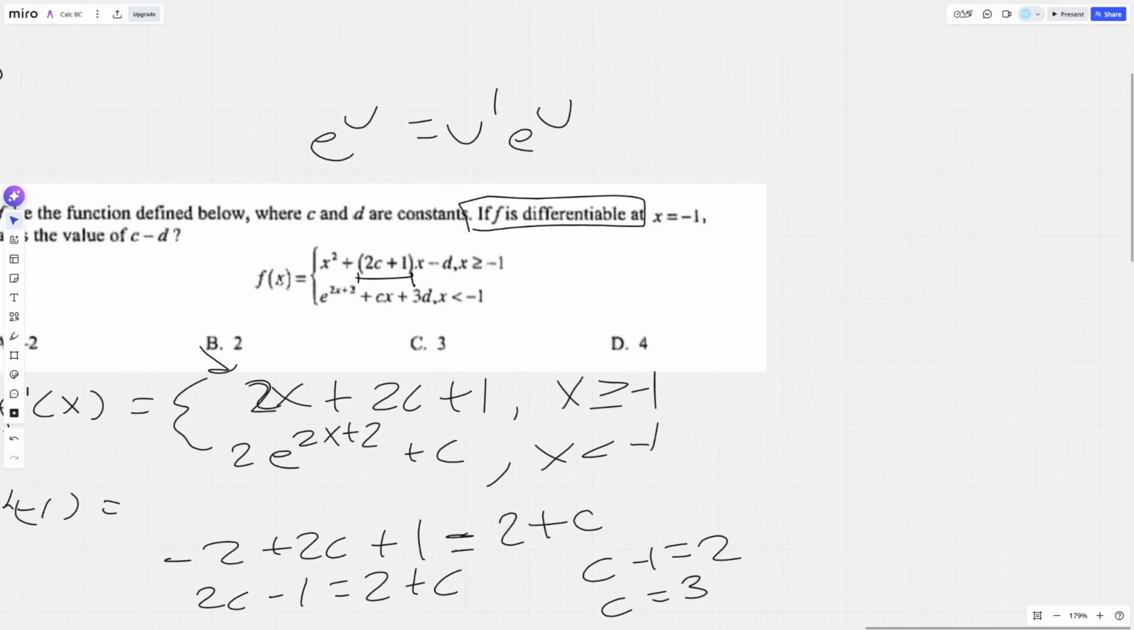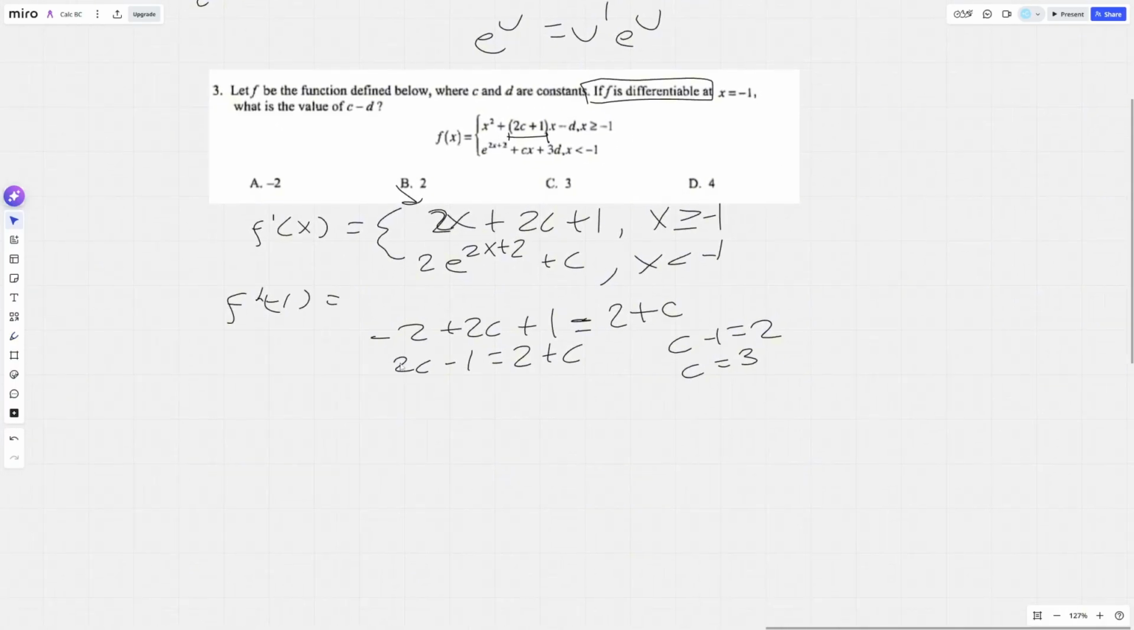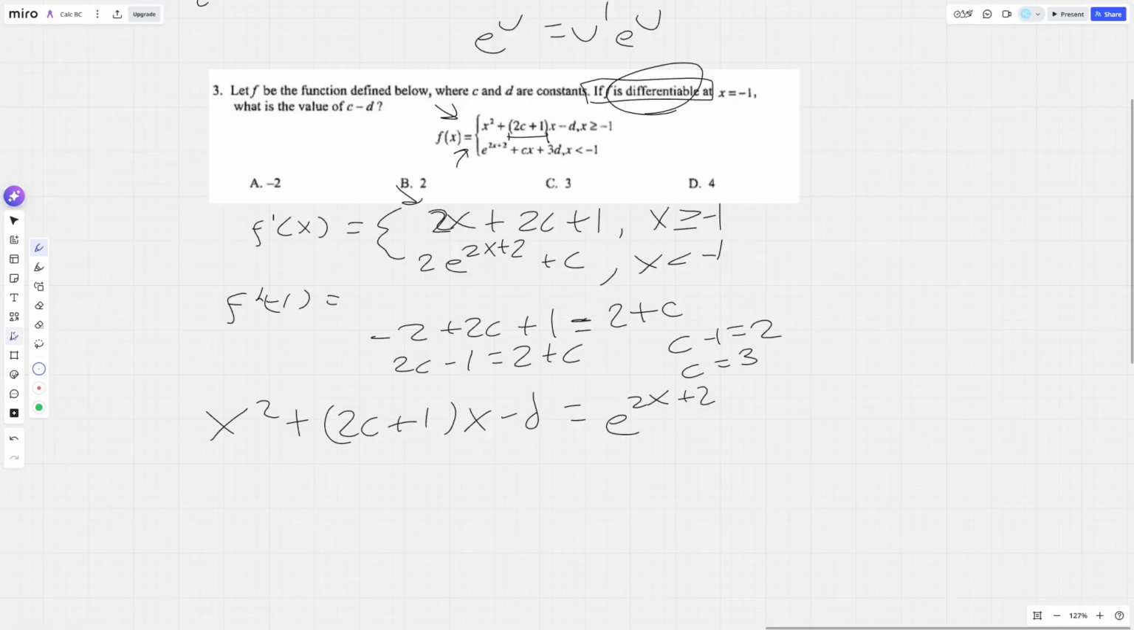I'm going to move a bit over here. Okay, now that we know c, we're going to set the functions equal to each other, because if it's differentiable, that means it has to be continuous at this point. So we have x squared plus 2c plus 1 multiplied by x minus d is equal to e to the power of 2x plus 2 plus cx plus 3d. And this occurs at x equals -1. So now let's plug in x equals -1.